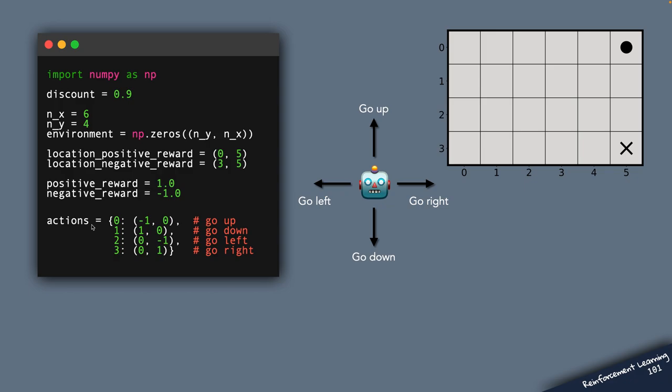And note that the action go up is defined with this movement vector -1, 0 that subtracts an index from the vertical direction. And this is because of how we indexed the array that defines the environment. So a vertical index decreasing means the agent is moving up.